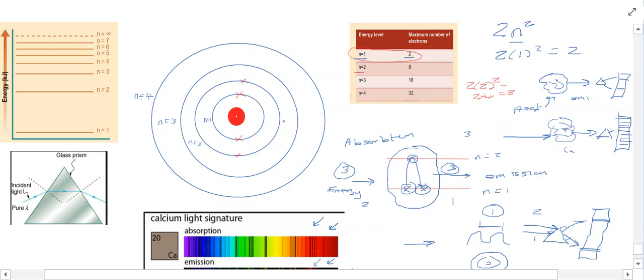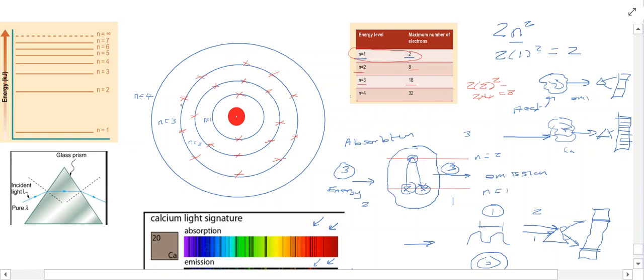1, 2, 3, 4, 5, 6, 7, 8. Okay, so that's 10. That's 10 of the 20 electrons. And then in the third energy level, you can have up to 18 electrons. So in the third energy level, calcium is going to have 10 electrons. So let's say 1, 2, 3, 4, 5, 6, 8, 9. Let's say 10. Okay, so it's roughly like this.